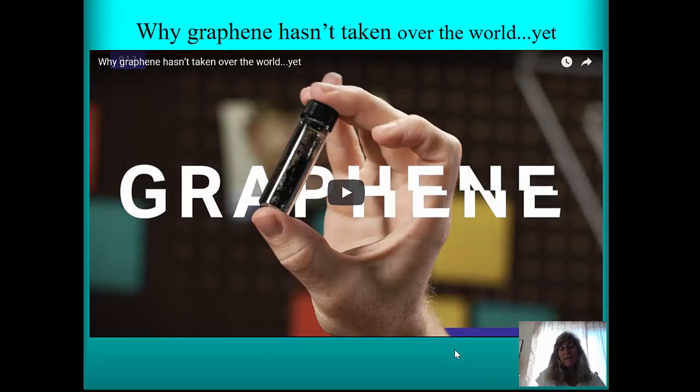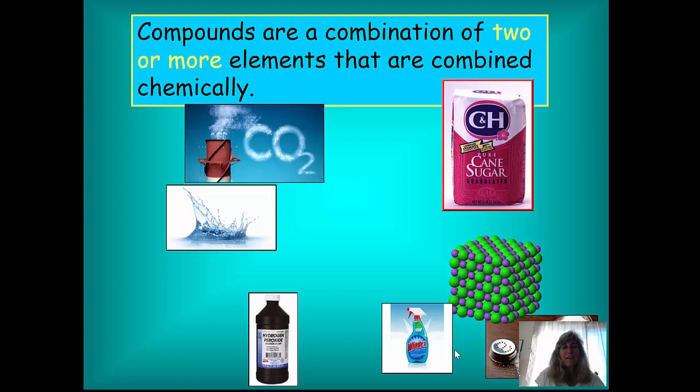But that electronic clothing sounds pretty promising. So we'll see what happens with graphene. Will it be like plastic in the future? Time will tell. All right, let's go back to those compounds.